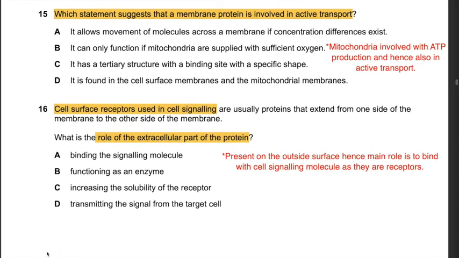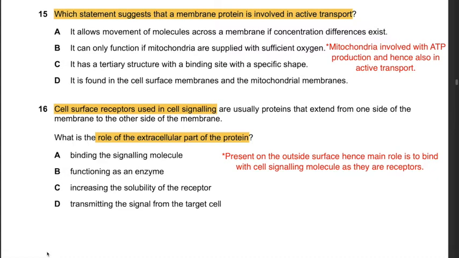Question 15. Which statement suggests that the membrane protein is involved in active transport? A. It allows movement of molecules across the membrane if concentration differences exist. B. It can only function if mitochondria are supplied with sufficient oxygen. C. It has a tertiary structure with a binding site with a specific shape. D. It is found in the cell surface membranes and the mitochondrial membranes.